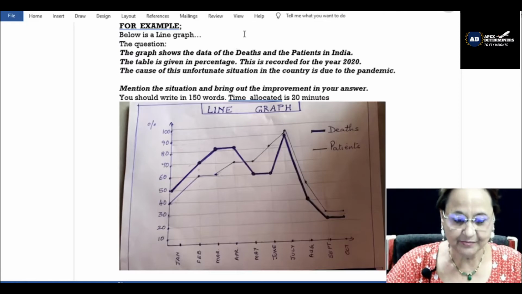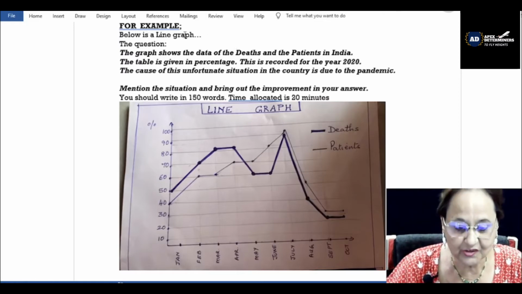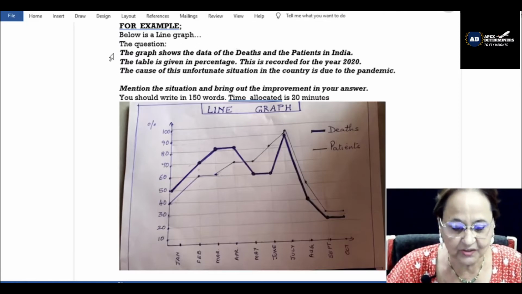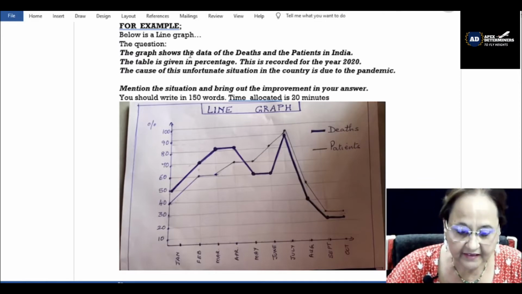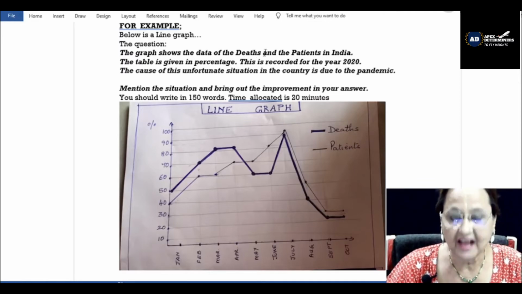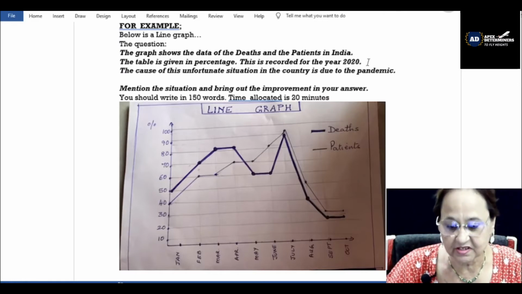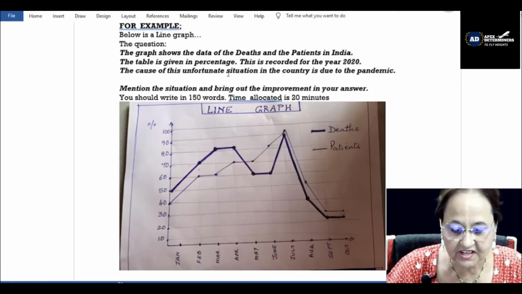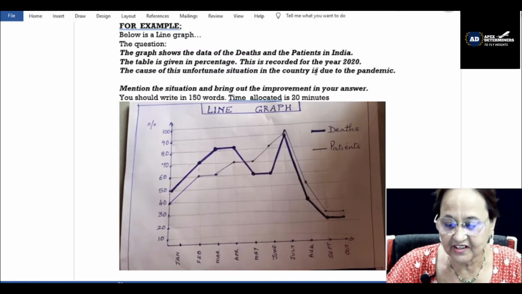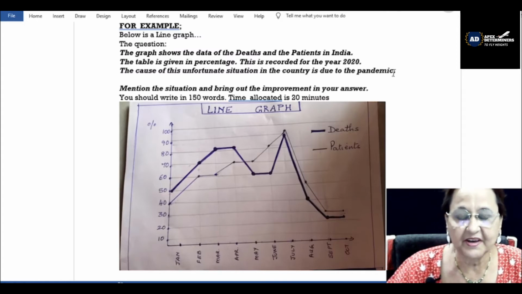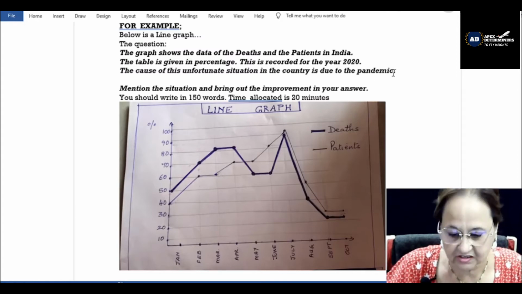So here is an example. Below is a line graph, and this is the question. The graph shows the data of the deaths and the patients in India. The table is given in percentage. This is recorded for the year 2020. The cause of this unfortunate situation in the country is due to the pandemic, coronavirus.